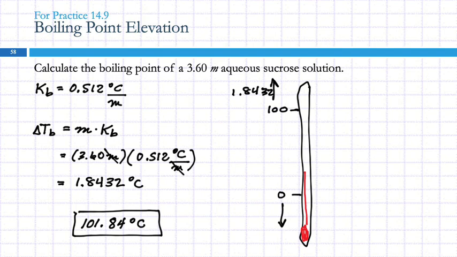But I am warning you of a common mistake. You calculate delta T, either the freezing point depression or the boiling point elevation. You get a number, and it's really tempting to say, here's my answer. But you have to add to the boiling point or subtract from the freezing point to get the answer.